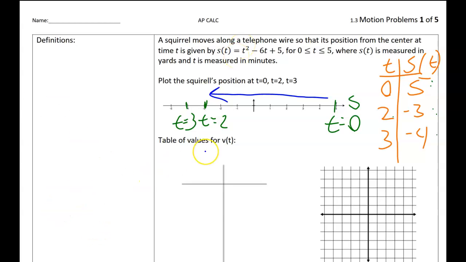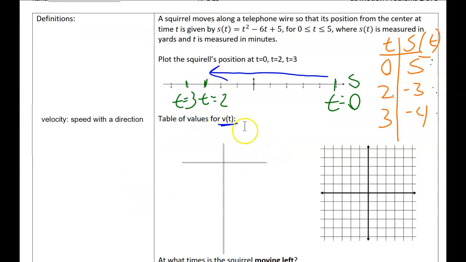Okay, now we're asked for the table of values for v of t. So if you've taken physics, this is going to start to sound familiar. If not, this is going to be a little bit newer. But if you ever take physics, you're going to be ready. So v of t represents velocity. And velocity essentially means speed with a direction. Okay. In physics, you probably have a more precise definition for it, but that's good enough for us. Speed with a direction. So we're going to use our calculator to figure out a little bit of information about v of t, which is essentially how position is changing, right? So v of t is the derivative of s of t.